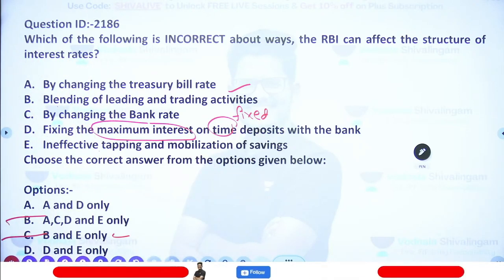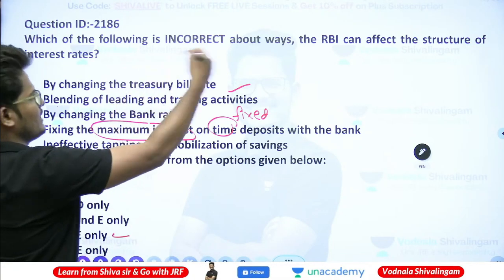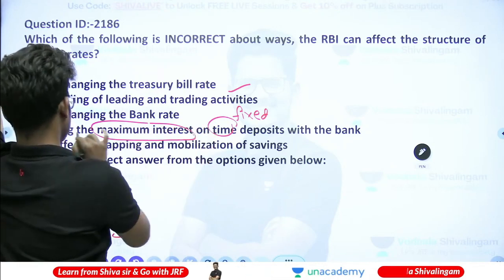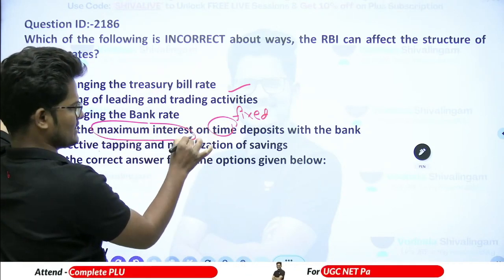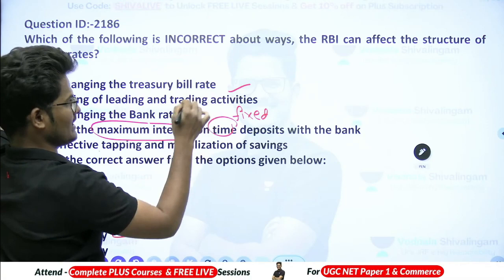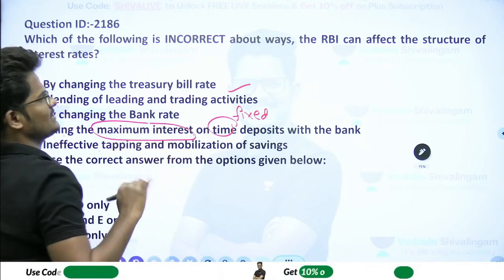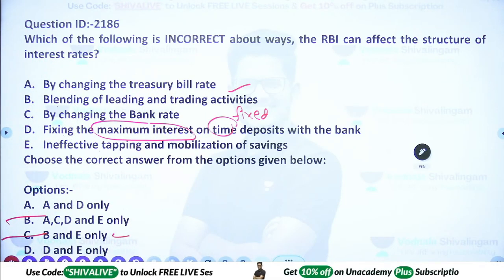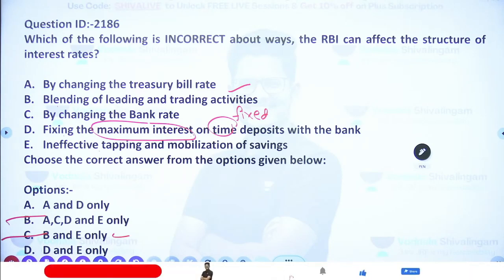So this is an incorrect way where RBI can affect the structure of interest rate. It is not the way where RBI can do it. It isn't that particular bank's decision power, but RBI can intervene. If it intervenes, then that is not the proper way to affect the interest rate.